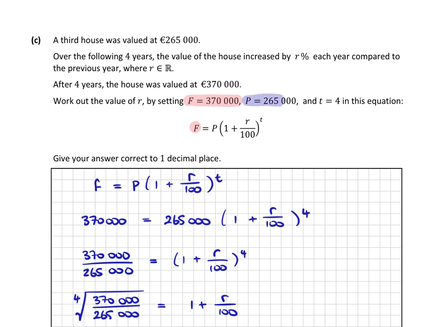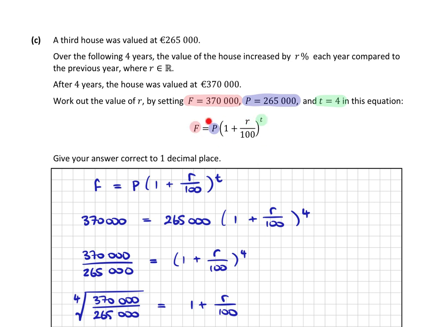P, or the principal, is going to be 265,000. So we know a value for P. And again, T is going to be equal to 4. So we know a value for T. So what they're really asking us to do is just take this formula here, sub in the F value, the P value, and the T value, and find out what R is.